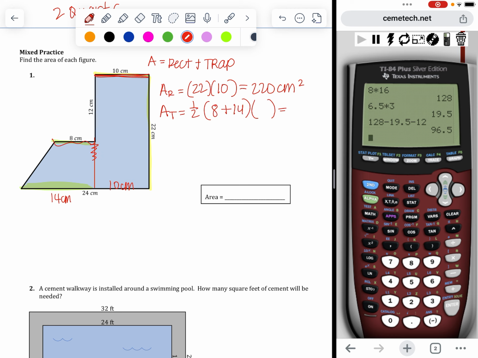And then my height is this perpendicular piece to my two bases. We're going to figure it out similarly. This whole thing is 22. We're not taking half of that. We know that this part is 12. 22 minus 12 is 10 centimeters. So this is 10 centimeters, so the height of that's 10. Okay? All right, so I have 0.5 times 8 plus 14 times 10. And I get 110 centimeters squared. So now just stick to your plan, add those two numbers together, and I get 330 centimeters squared.